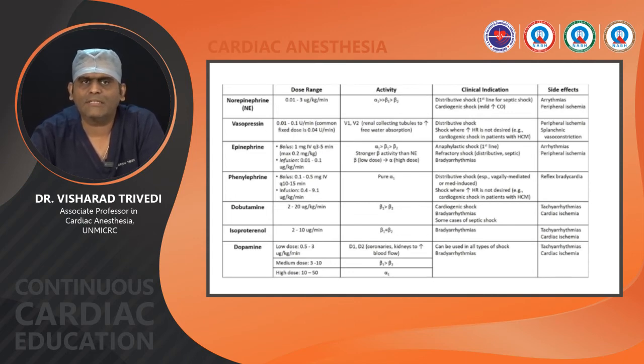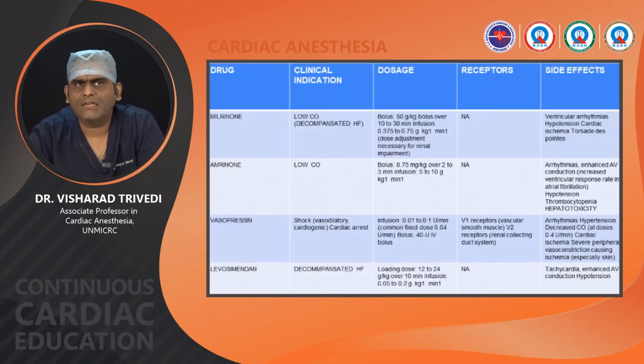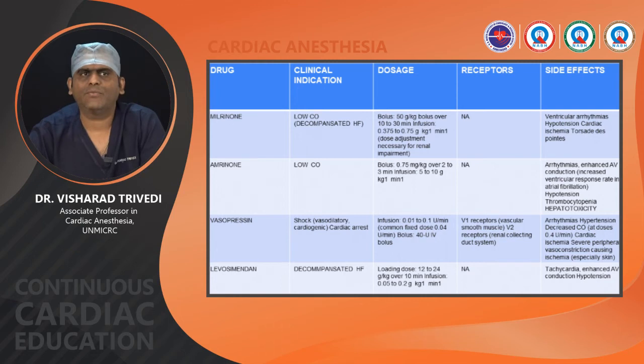Dopamine, as we have all discussed, has a total of 3 doses. Depending on the dose, it will act on the various receptors. Can be used in all types of shock as a starting agent of choice, inotrope, and then it can lead to tachyarrhythmias and cardiac ischemia as well. Again, the other drugs, milrinone, amrinone, vasopressin, levosimendan, we have discussed all of this.